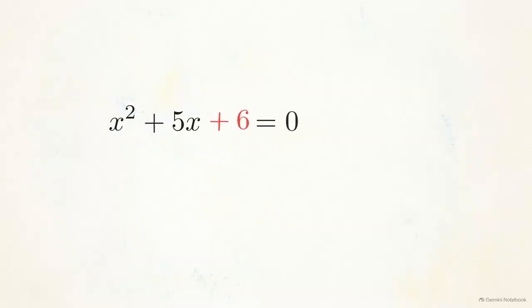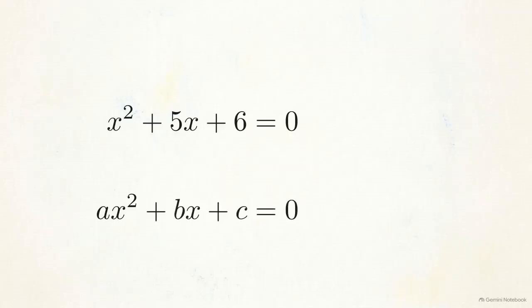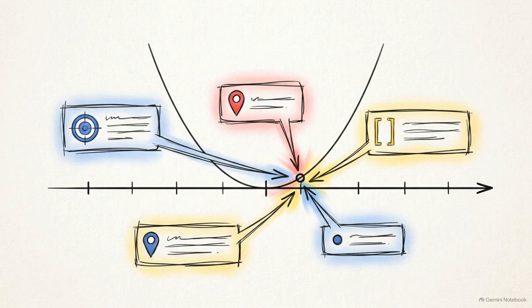Moving all terms to one side allows the equation to equal 0, arranged as ax squared plus bx plus c equals 0. Depending on your teacher, you may hear the terms roots, zeros, solutions, or x-intercepts. These are different words for the exact same numerical result.